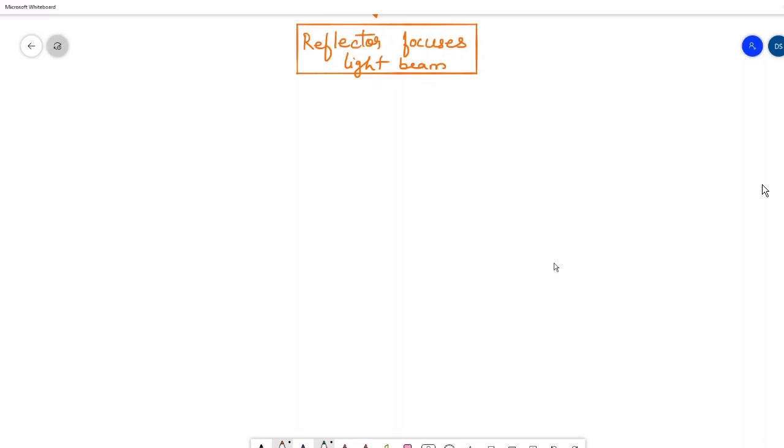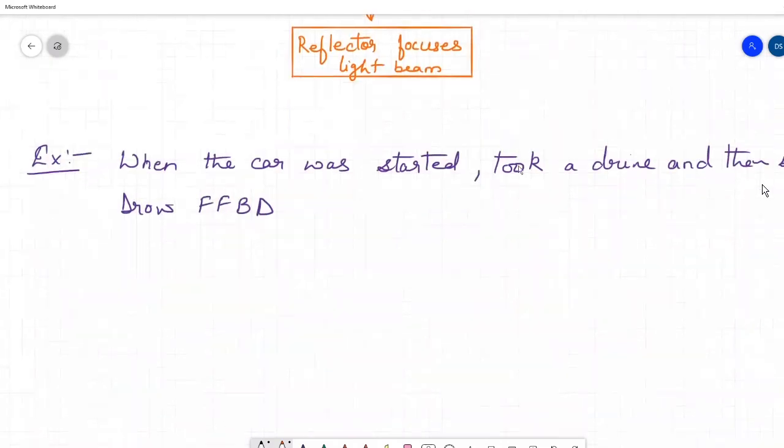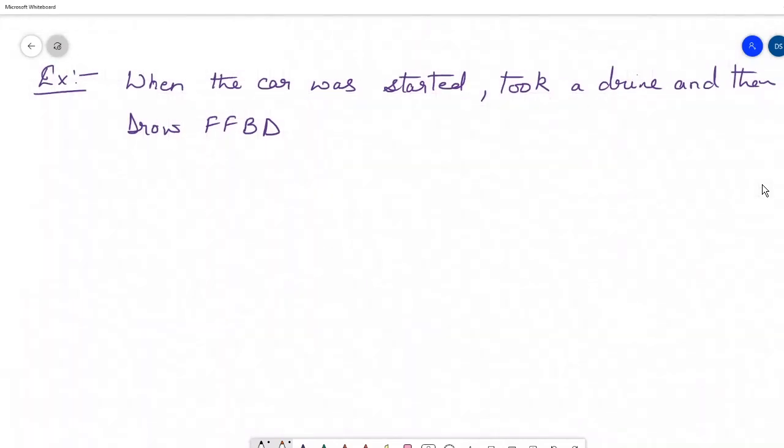I'll draw these in steps so that it becomes easier for you to understand. I'll just write: when the car was started, took a drive, and then stop. Draw FFBD, functional flow block diagram. It is not necessary that you draw in steps. Why am I drawing in steps? So that it becomes easier for you. We can directly draw it like this also, and for understanding it in a better way, we can draw in steps also.